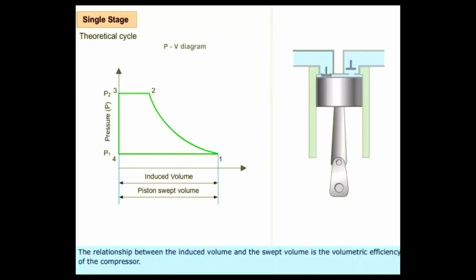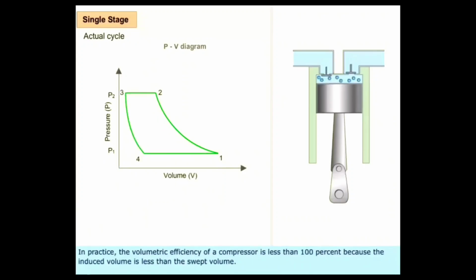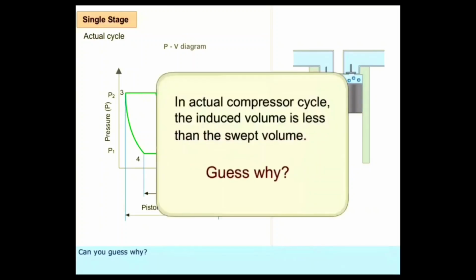The relationship between the induced volume and the swept volume is the volumetric efficiency of the compressor. You will note that the volumetric efficiency is 100% because it is assumed that there is no restriction at the valves and the piston expels all air. In practice, the volumetric efficiency of a compressor is less than 100% because the induced volume is less than the swept volume. Can you guess why?